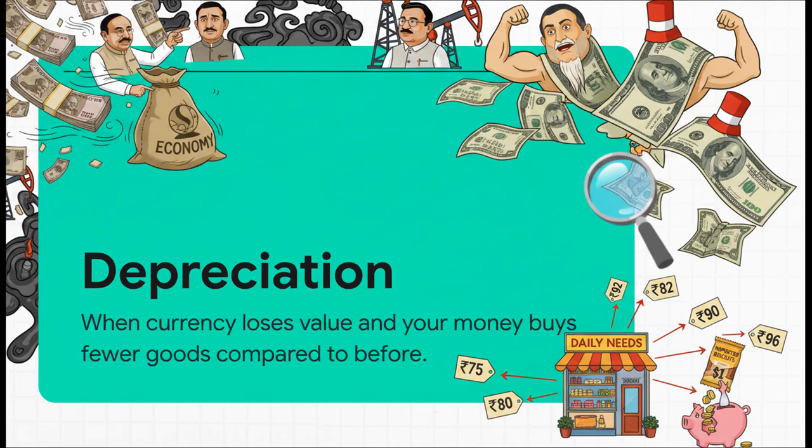Think of it like a trip to your local Kirana store. Imagine you regularly buy an imported packet of biscuits that costs exactly $1. A few years ago, you might have handed the shopkeeper 75 rupees for it. But if the rupee depreciates, suddenly you're handing over 82, 90, or even 96 rupees for that exact same packet. The biscuits didn't change, but your currency lost some of its purchasing power against the dollar.